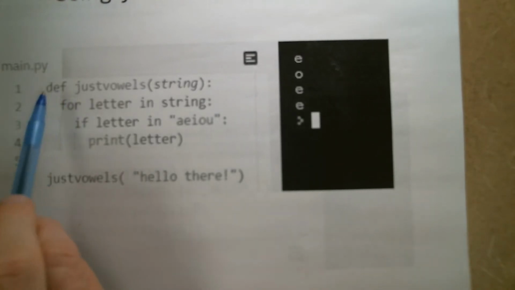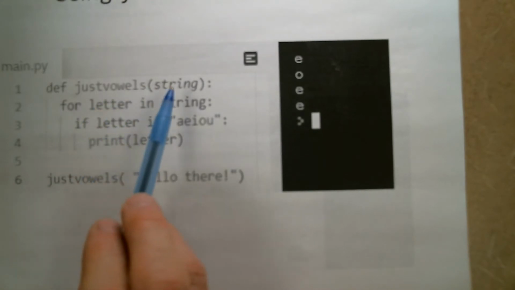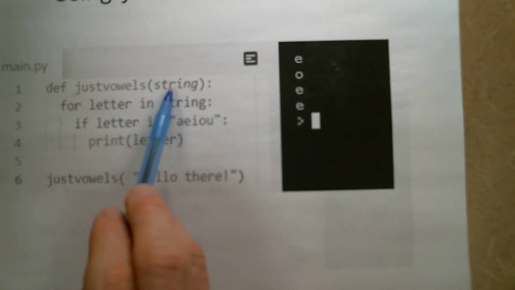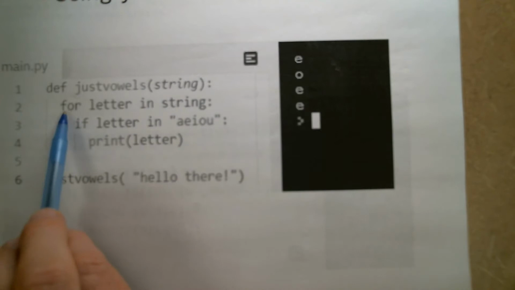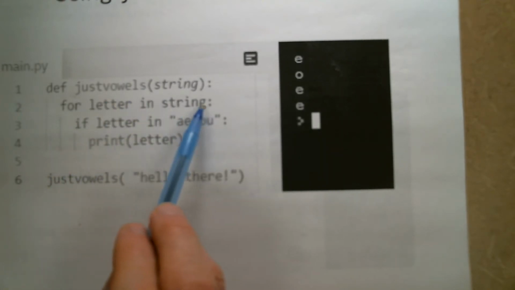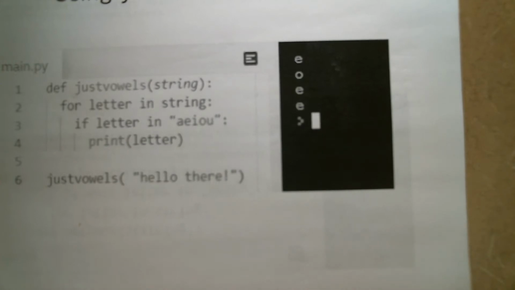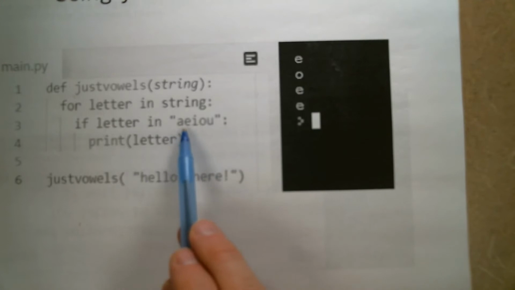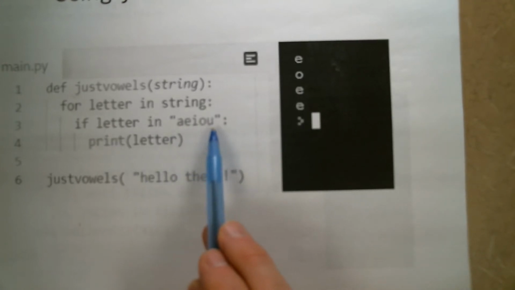So here we have a function called justValues. It's taking in a variable called string. And then we have this loop that we're getting used to seeing, for letter in string. So we're going to go through that string one letter at a time. And then we have this new if statement here. It says if letter in A, E, I, O, U.